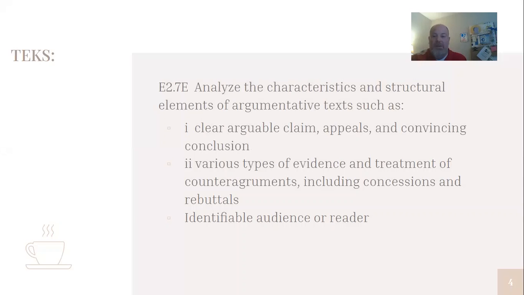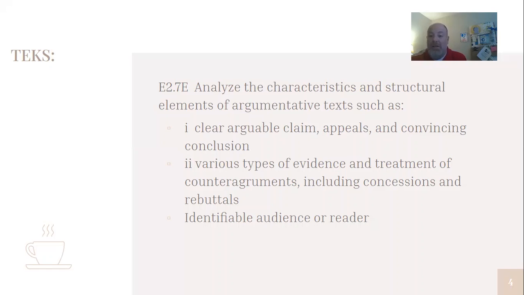So let's take a little look at some of the skills. With the standards, we have E2.7E, which of course is the argumentative text standard for English 2. You probably already talked about a clear arguable claim. You likely talked about appeals, and you may have talked about a convincing conclusion. I'm fairly certain that everybody talked about various types of evidence, because that is at the core, and when I asked you what your big three things were, most of you listed evidence as one of the things students struggled with and would need help with when you taught them how to write argumentative essays. But you may not have talked about counterarguments or concessions and rebuttals. So that's definitely something you're going to want to add here.